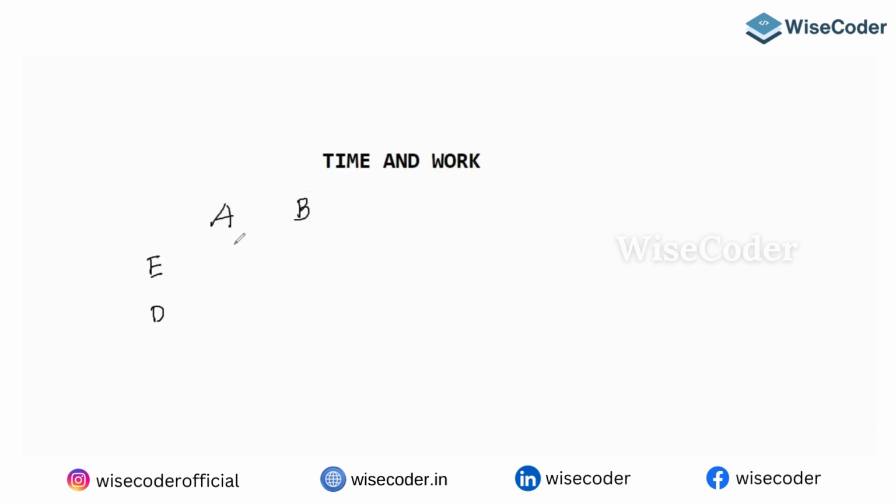A works twice as fast as B, which means what? If B is eating one chocolate, A will eat how many chocolates? Two chocolates. So efficiency is 2 is to 1, so you can say it as 2K and 1K. Then what about days? Days will be inversely proportional. So he will take 1K and he will take 2K.